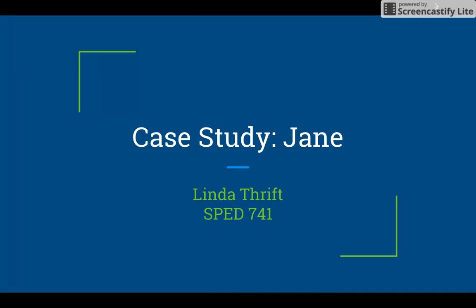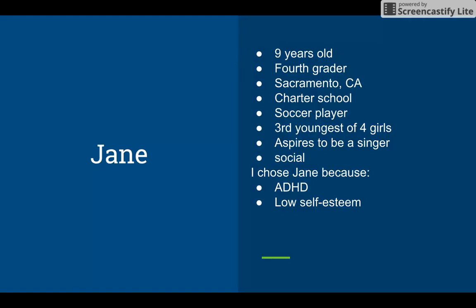My name is Linda Thrift and I did my case study on a little girl named Jane. Jane is 9 years old. She is a fourth grader at a charter school here in Sacramento, California. She enjoys playing soccer and she is the third youngest of four girls. She also aspires to be a singer and she is a very social girl.